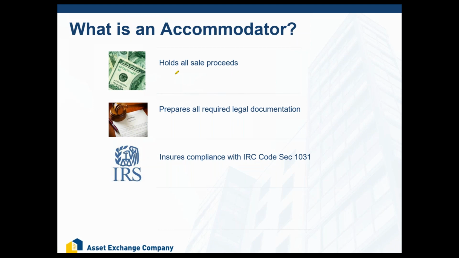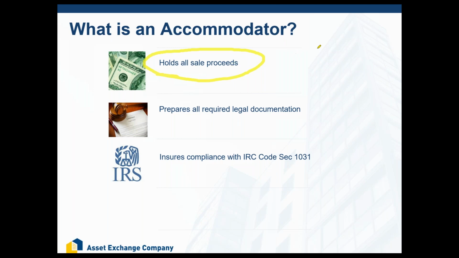The three things that all exchange companies do are listed on your computer screen. Number one, we hold all of the sale proceeds. When you do a 1031 exchange, you cannot touch your money. Think of it like your 401k program. You have to work with a specific custodian to hold the funds. There are rules on when you can access those funds if you want those dollars to be tax deferred.